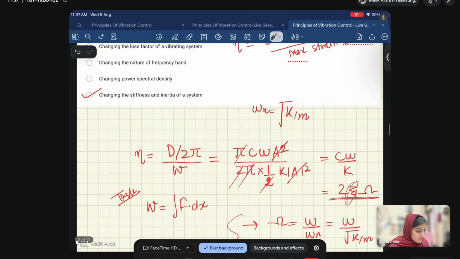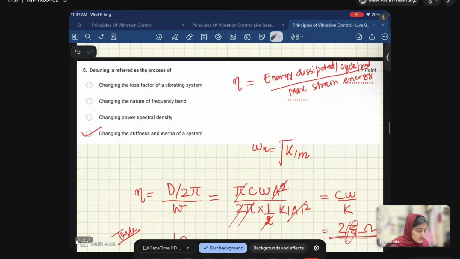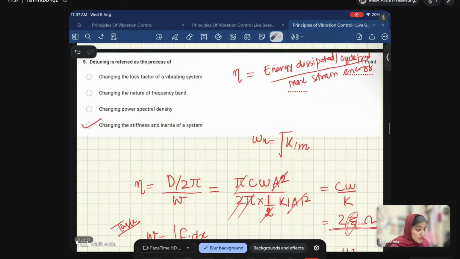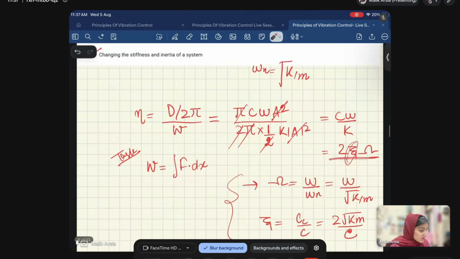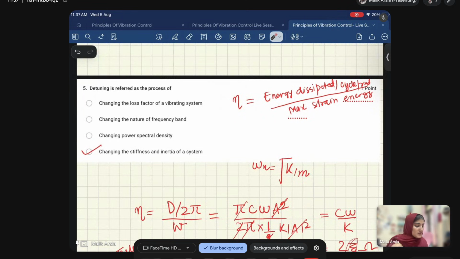And changing the loss factor of a vibrating system is not detuning, because you can see that it cannot control the natural frequency of the system. Okay, so detuning is basically changing the natural frequency of the system, which can be done by changing the stiffness and inertia, because it depends on k and m.